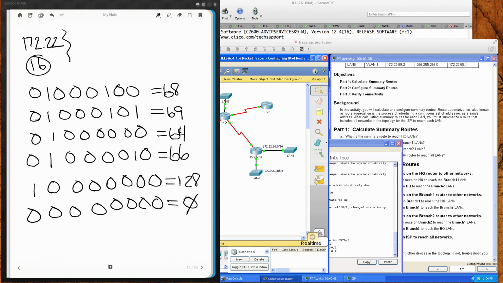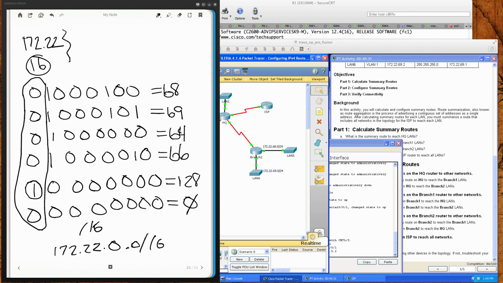So when we look to summarize here, right away, this one makes it so that this set right here are dissimilar. They're not all the same. So the first 16 bits are going to be correct, so it's going to be a /16. It would be 172.22.0.0/16, and that is our true summary address. It's a /16 because the first 16 bits are the same. The 17th bit, they are not identical.